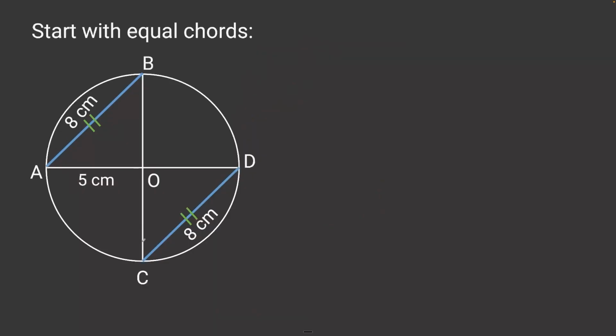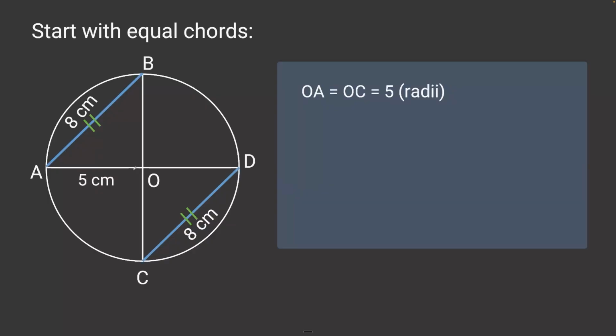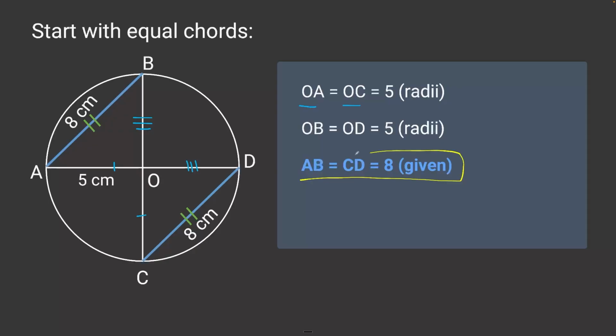So we know that AB and CD are 8 centimeters. We will assume that. So we already know that OA equals OC, which is 5 centimeters, which is the radius. So OA equals OC. And we know that OB equals OD. Right? And we also know AB equals CD, which is what is given to us in this current situation. So now we get the SSS congruence.